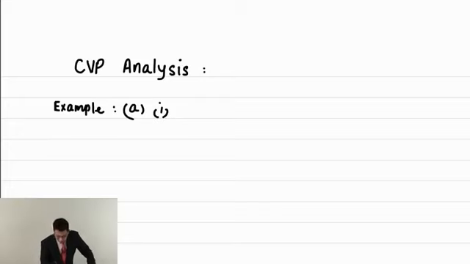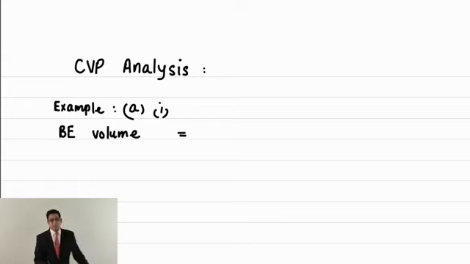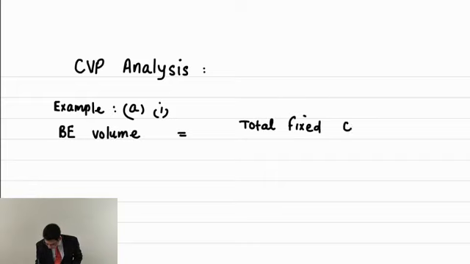Requirement A part 1, break even volume. So just to remind ourselves, these formulas will not be given in the exams. So by writing them a couple of times and by practicing the questions, you will be able to remember them. So the formula is total fixed costs divided by contribution per unit.